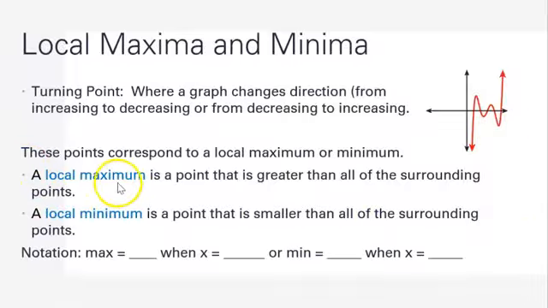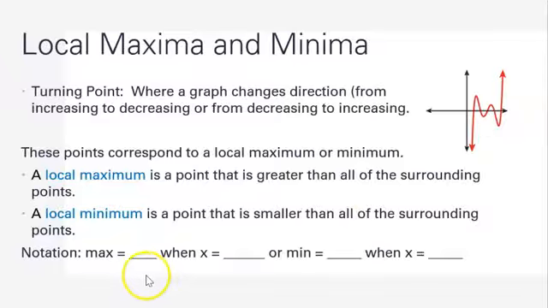The local maximum is the point that's higher than all of the surrounding points. It's not the highest point of the graph, because notice this graph goes up forever, so it's never going to have a highest point, but it's higher than all the points around it. And same thing with the local minimum point, it's a point that's lower than all of the surrounding points. So this is lower than all of the surrounding points, so this is a local minimum.